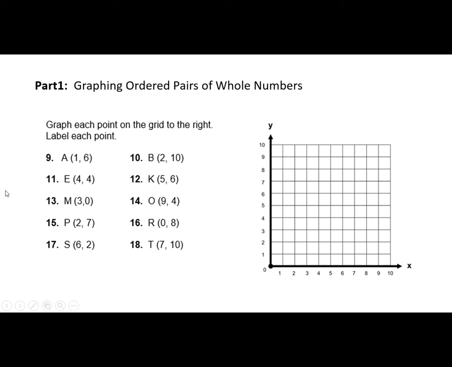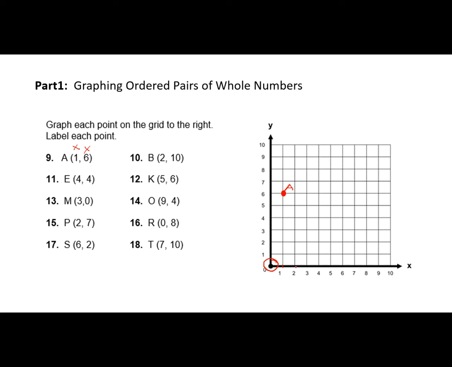Let's take a look at some of these. A: start at our origin. Again, our origin is this circled point where both the y and the x intersect. First, we're going to travel on the x-axis, 1. Then we're going to travel 6 on the y-axis. So 1, 2, 3, 4, 5, 6. And here is A.